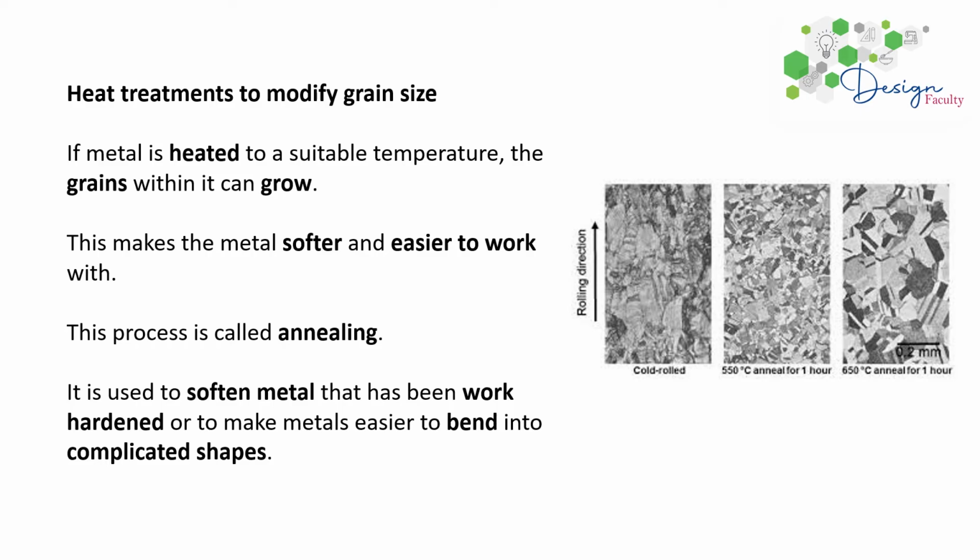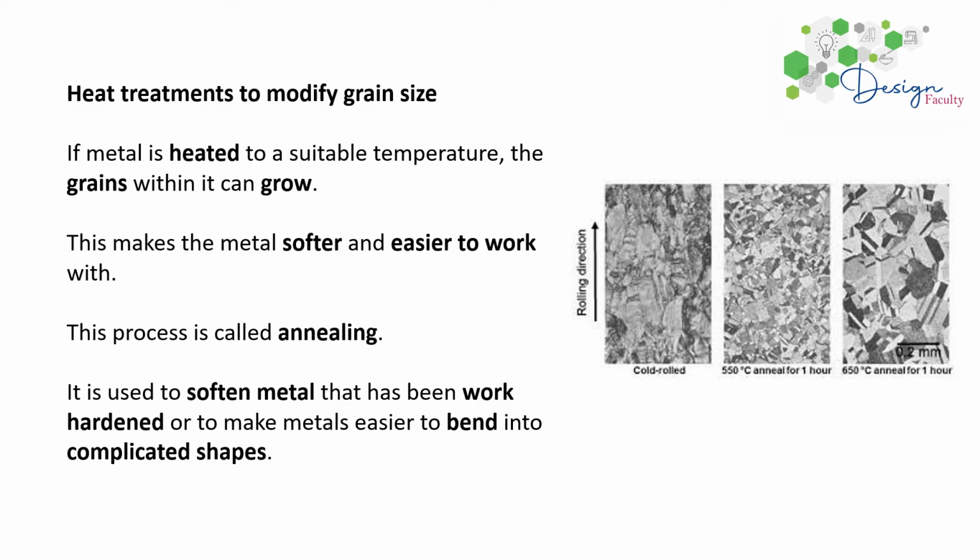We can do lots of different heat treatments, and the different heat treatments depend upon the metal and upon what you want the outcome to be. So if you heat your metal to a suitable temperature, the grains can grow within it. Your grains will get bigger, more spread out, and it makes the metal softer and much easier to work with. The process called annealing is used to soften metal that's been work hardened and to make metals easier to bend into complicated shapes.